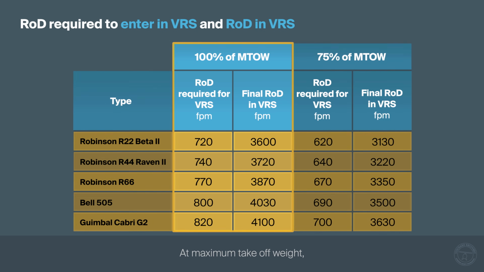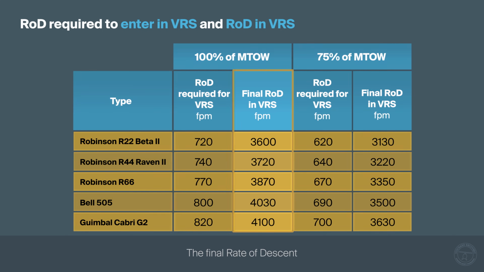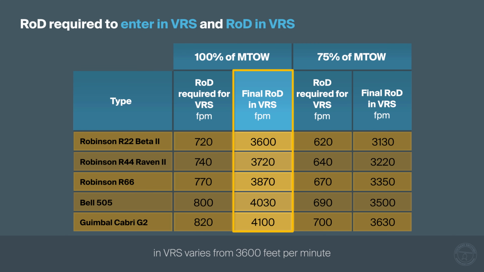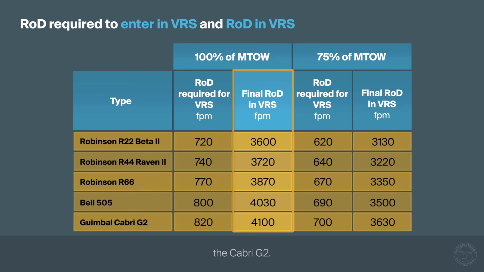At maximum takeoff weight, the rate required to enter a VRS varies from 720 feet per minute for the R-22 to 820 feet per minute for the Cabri G2. The final rate of descent in VRS varies from 3,600 feet per minute for the R-22 to 4,100 feet per minute for the Cabri G2.